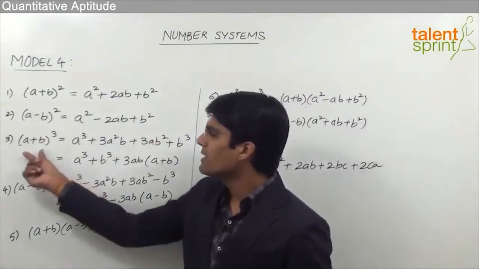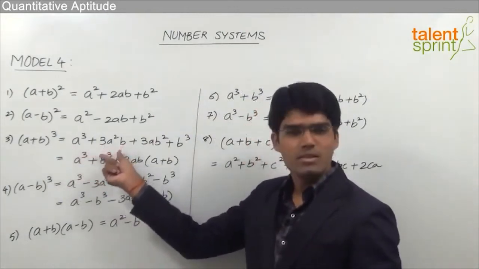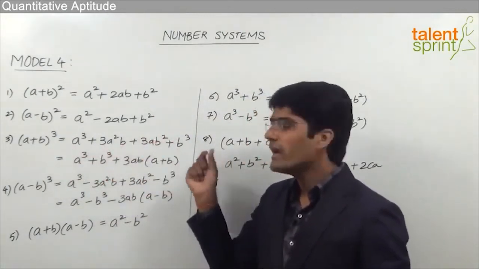Next comes a plus b whole cube. A plus b whole cube is equal to a cube plus 3a squared b plus 3ab squared plus b cube.